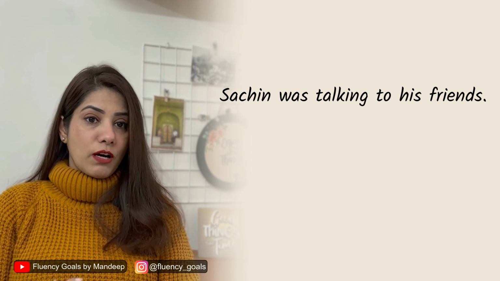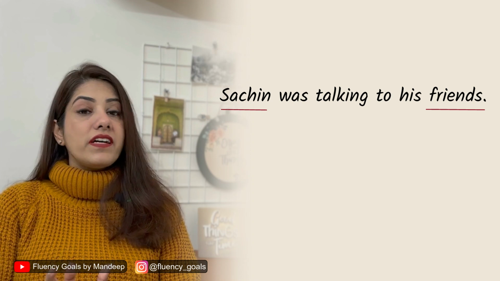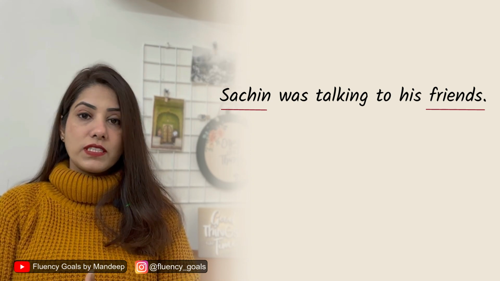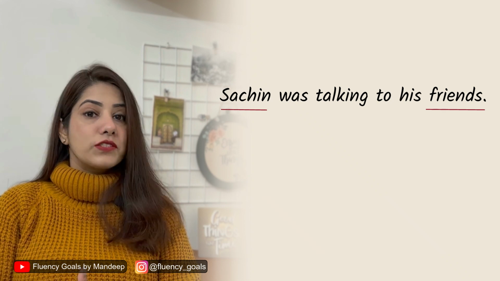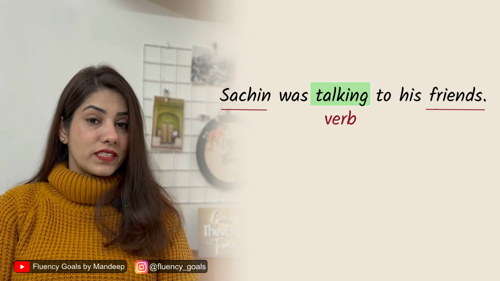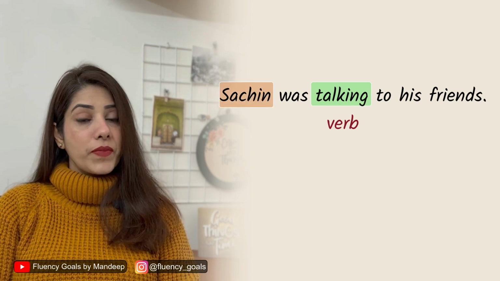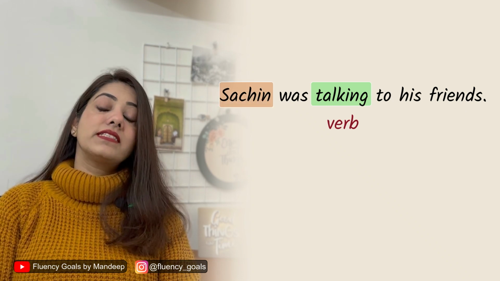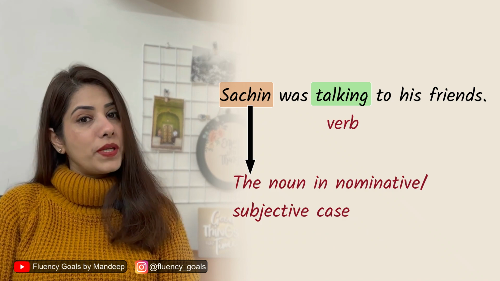Let's take another example. Sachin was talking to his friends. Can you spot the nouns in this sentence? Sachin, friends. If I ask you, what is the action being done in this sentence? What is the verb? It is talking. And who is doing that action? Sachin. So Sachin is a noun here, and we can say that this noun Sachin is in the nominative case or subjective case here.